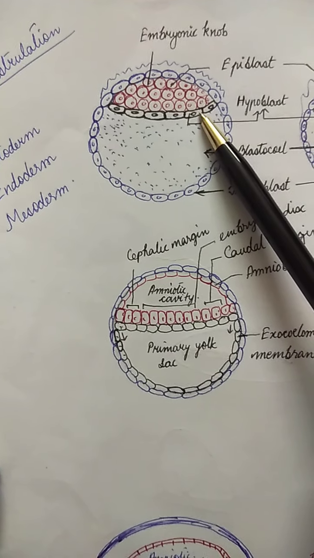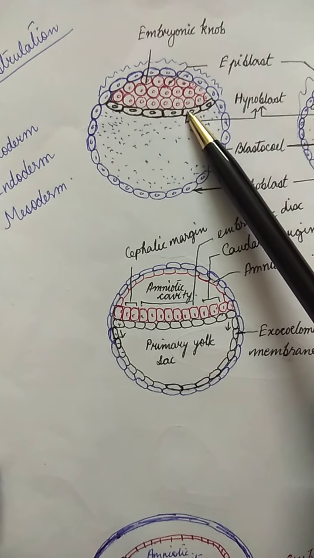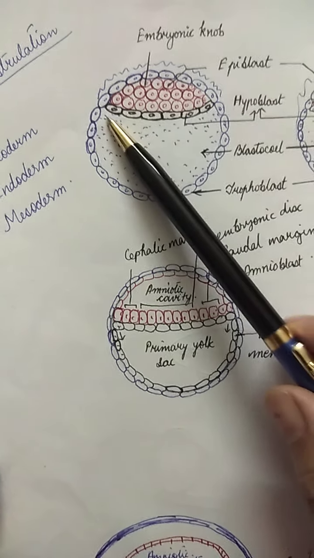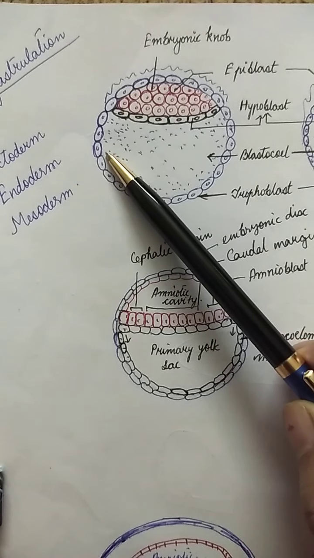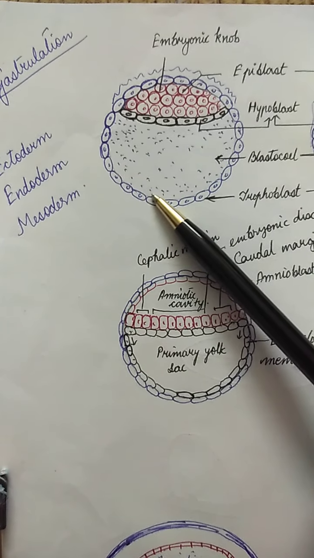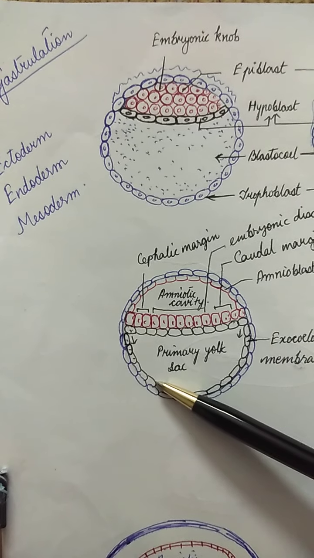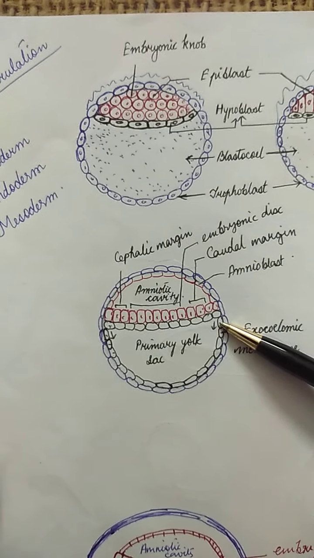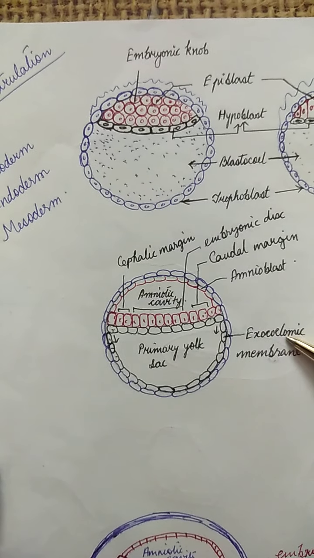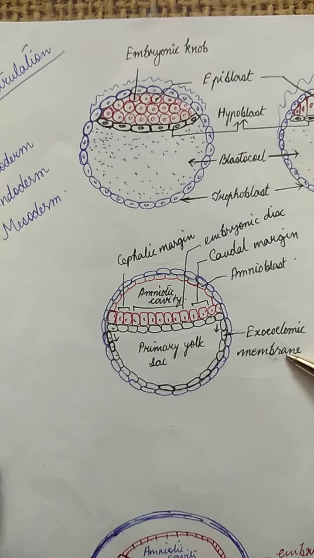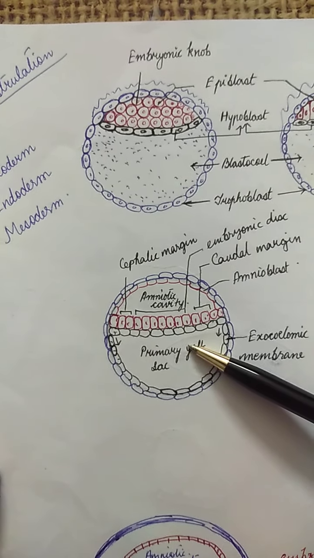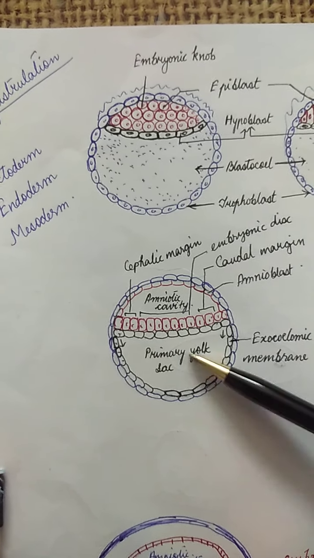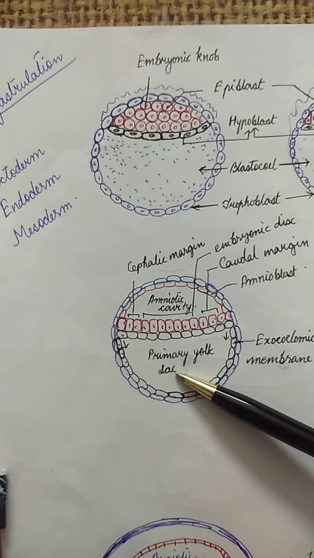The hypoblast layer then undergoes rapid division. The cells then move or extend downward, lining the inner surface of the trophoblast. The newly formed lining is known as exocoelomic membrane, and the blastocele now has a new lining, and thus it is converted into primary yolk sac.